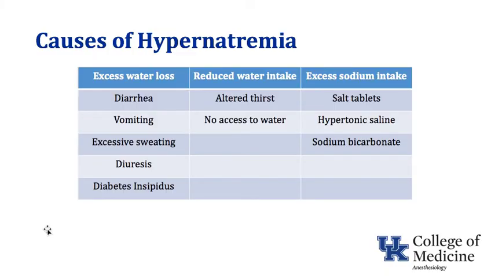For example, excessive water loss can occur because of diarrhea, vomiting, sweating, diuresis, or a diagnosis of diabetes insipidus. Reduced water intake may occur because of an altered thirst or, frankly, no access to water. And third, excess sodium intake may occur due to ingestion of salt tablets, the use of hypertonic saline, or the use of sodium bicarbonate.